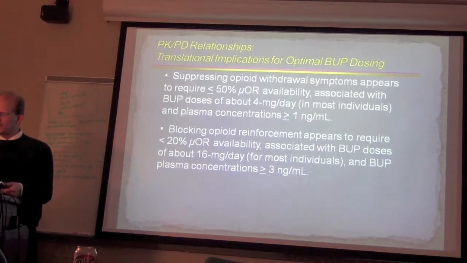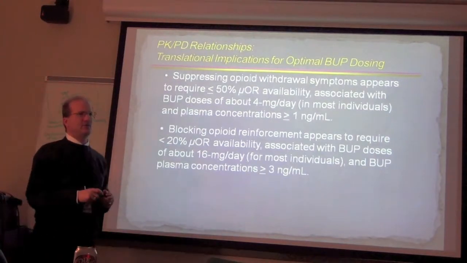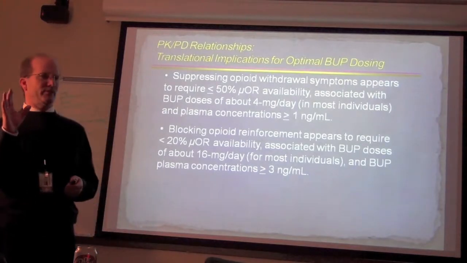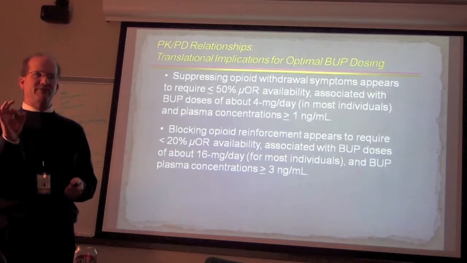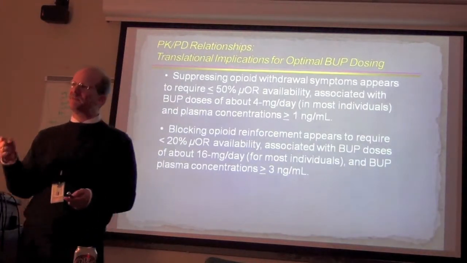So this kind of just repeats what I was just saying. We really need to probably get close to reducing receptor availability to less than 20%, probably even a higher threshold to really have a strong deterrent effect. Now, the pharmacology does not explain everything, though.